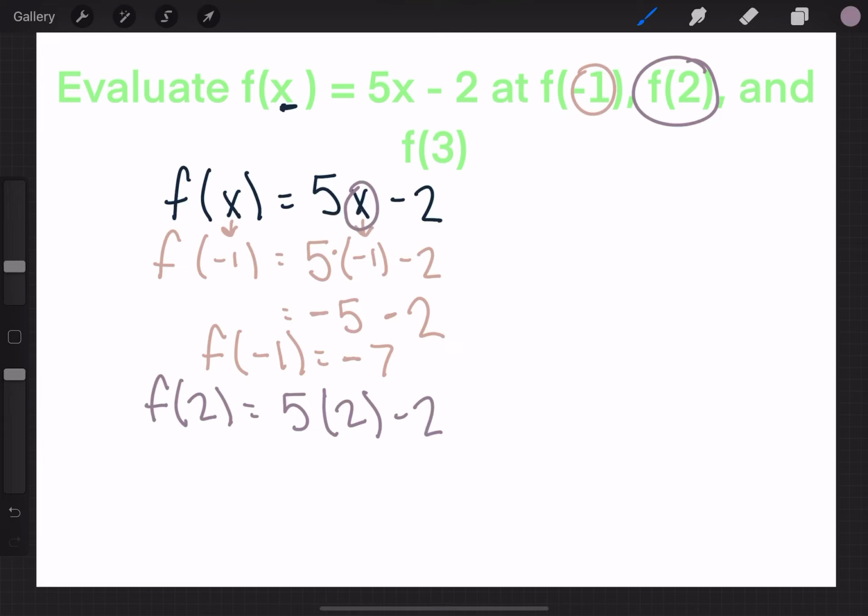Now once again, we're going to multiply this. 5 times 2 is 10. We're not doing exponents. We're just going to do 5 times 2 is 10. Then subtract 2 from it, gives us 8. F of 2 equals 8.